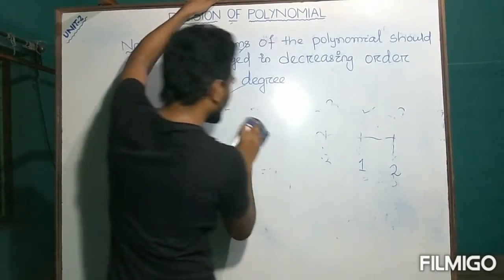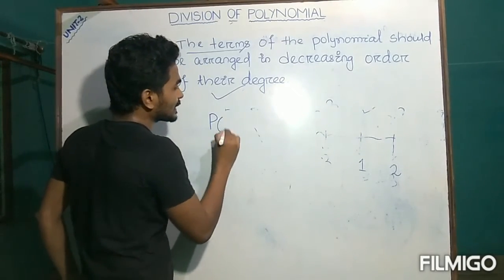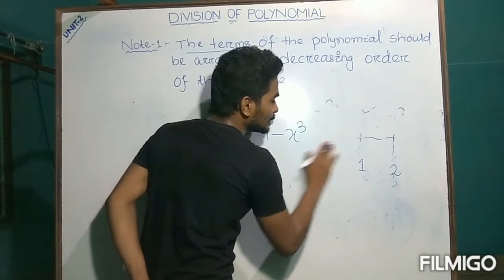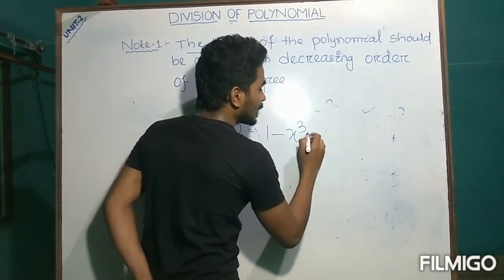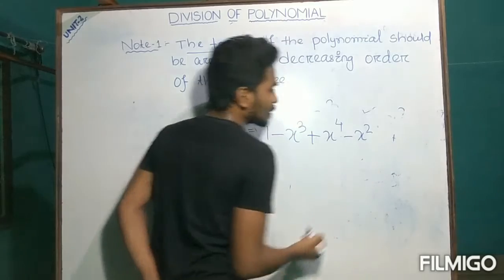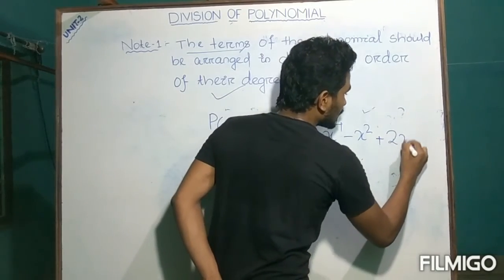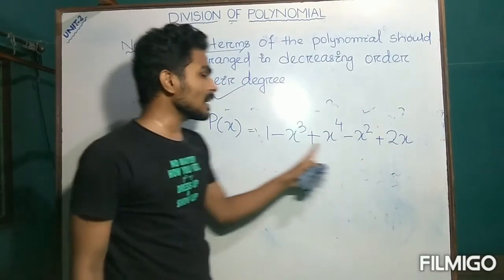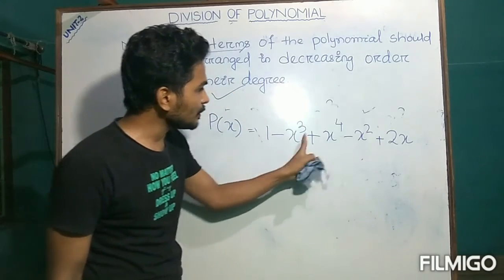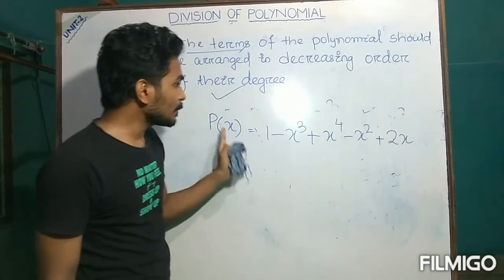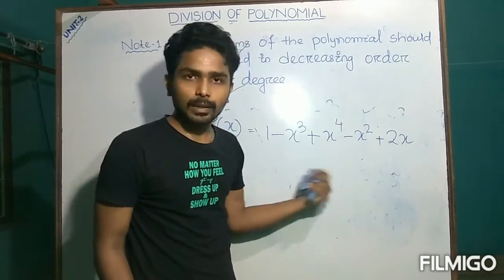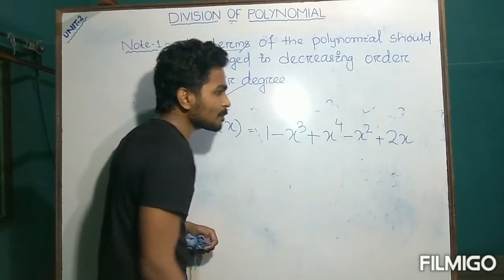Suppose we are given p of x is equal to 1 minus x cube plus x to the power 4 minus x square plus 2x. Okay, so this is a polynomial, or we can take it as a dividend. It has how many terms? It has 1, 2, 3, 4, 5 terms. Now we have to first see whether all the terms are arranged in proper order or not.